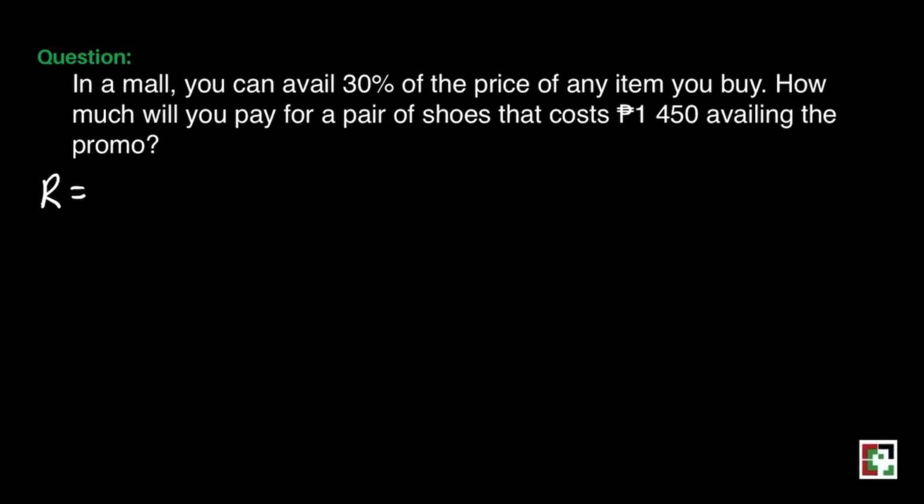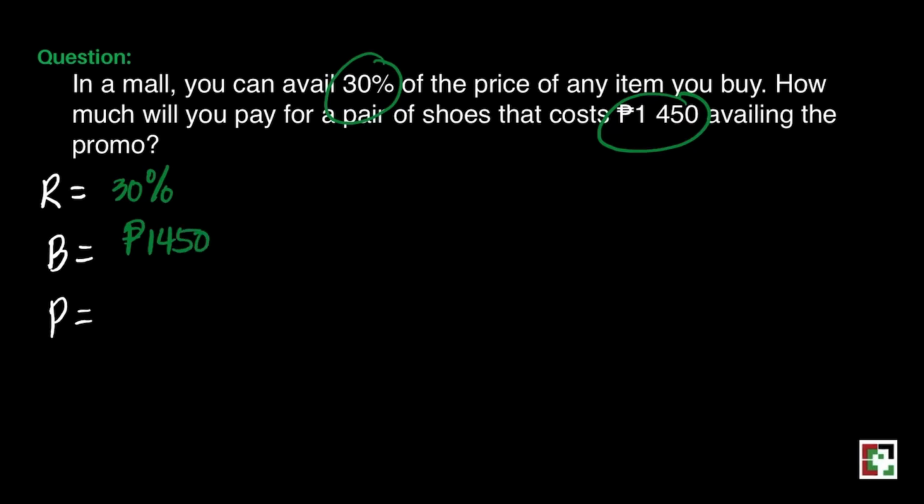We have to make sure to identify the rate, base, and percentage in this problem. It is easy for us to identify the rate because it is with a percent sign. And our base here is 1,450 because that is the original price, and that is referring to the base. We are looking for the percentage in here, and that is the amount that you have to pay after availing the promo, which is 30%.